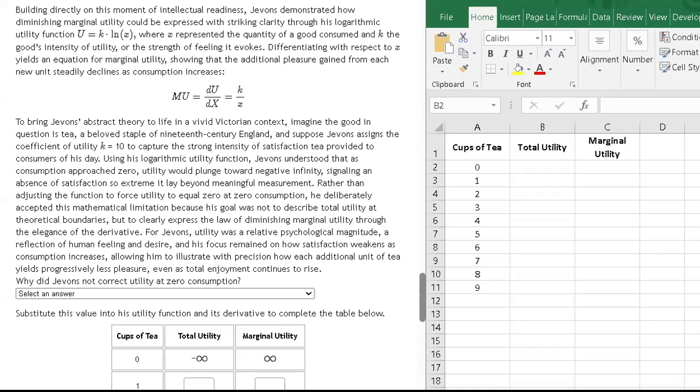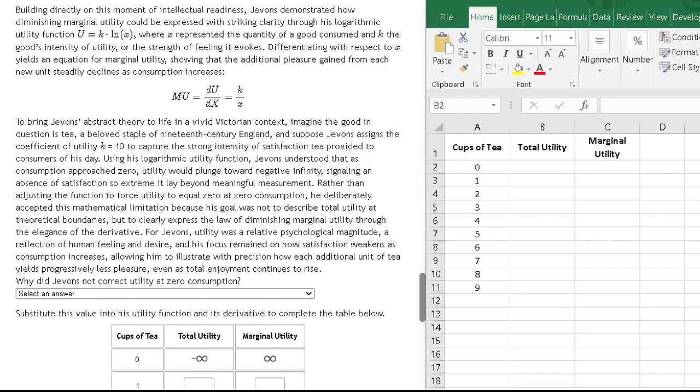Building directly on this moment of intellectual readiness, Jevons demonstrated how diminishing marginal utility could be expressed with striking clarity through his logarithmic utility function, where x represented the quantity of a good consumed and k the good's intensity of utility, or the strength of feeling it evokes. Differentiating with respect to x yields an equation for marginal utility, showing that additional pleasure gained from each new unit steadily declines as consumption increases.